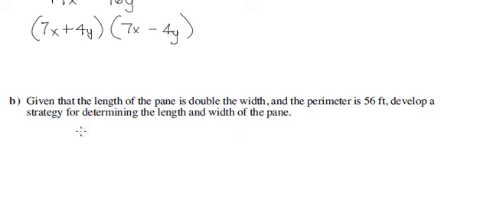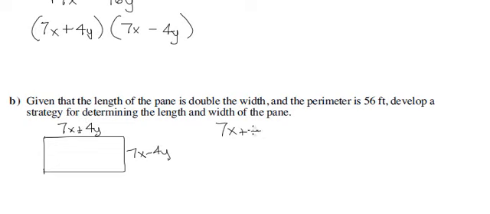Now, given that the length of the pane is double the width, and the perimeter is 56, develop a strategy for determining the length and width of the pane. Well, if our rectangle looks like this, 7x plus 4y by 7x minus 4y, we can write two equations using what they've given us here. The length, 7x plus 4y, is twice as much as the width, which is the 7x minus 4y.